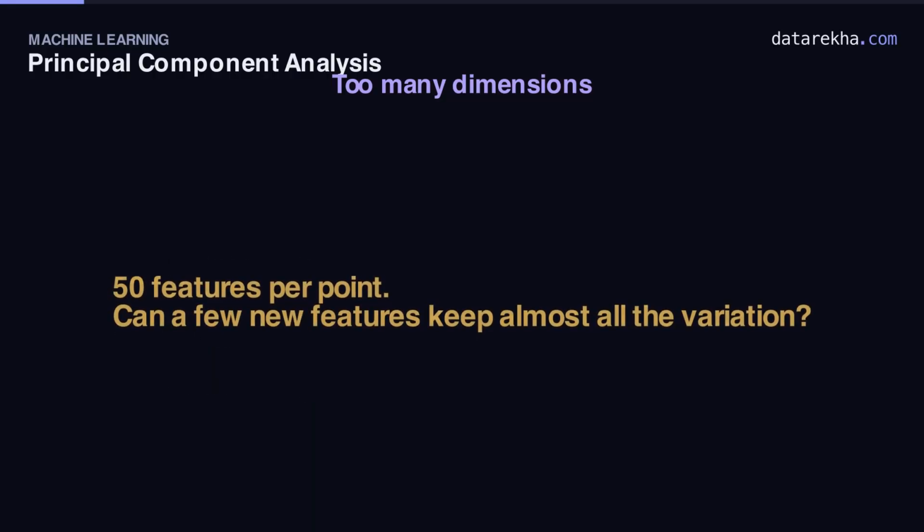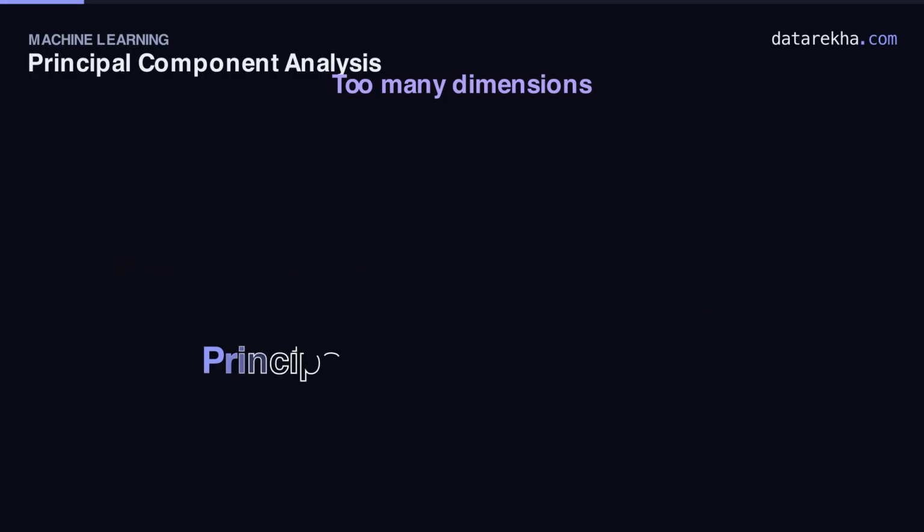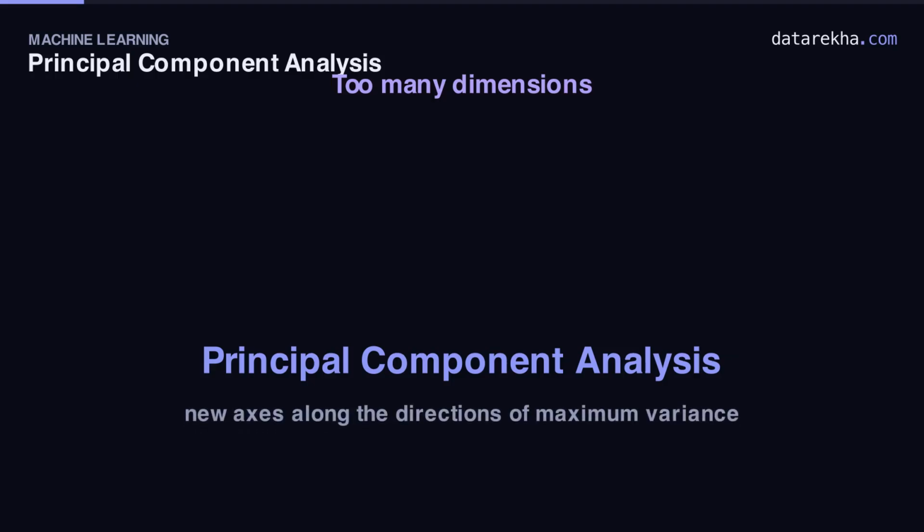Now push it further. Suppose each point carries 50 features, most of them tangled together. We cannot picture 50 dimensions, and many columns are near duplicates. So here is the real question. Can we replace 50 features with just a handful of new ones and still keep almost all of the variation in the data? That is exactly what principal component analysis does. It reduces the number of dimensions by building new axes that line up with the directions the data actually spreads along. Let's see those directions.